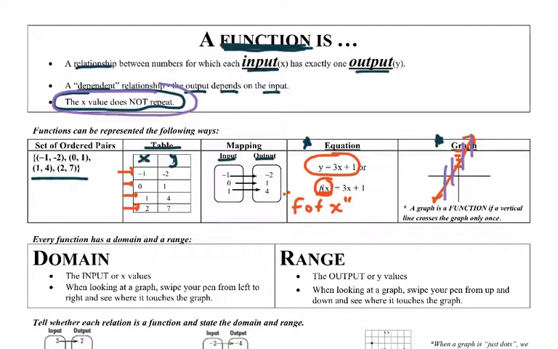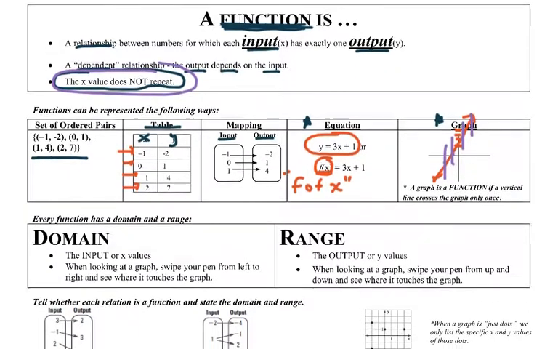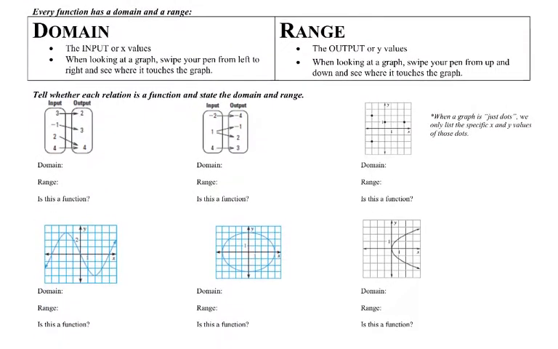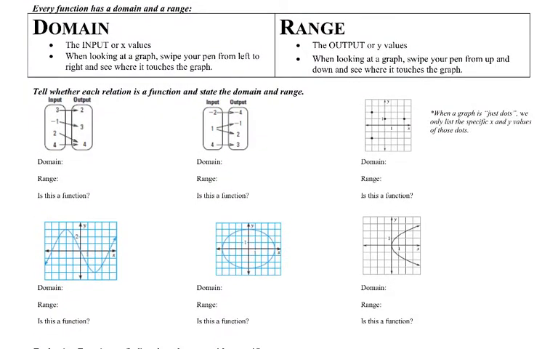So that's just a little intro to functions, and then we're going to bring up two words that you already know, domain and range. Domain is the x values, or the input, and then range is the y values, or the output. And I remember that because it's alphabetical. x comes before y in the alphabet, D comes before R in the alphabet. So if you ever get confused, that's a good way to remember it.